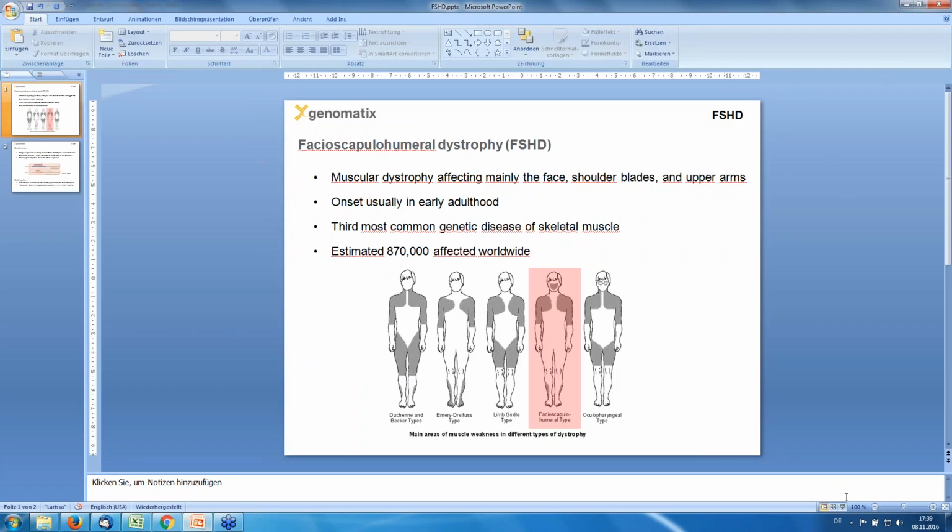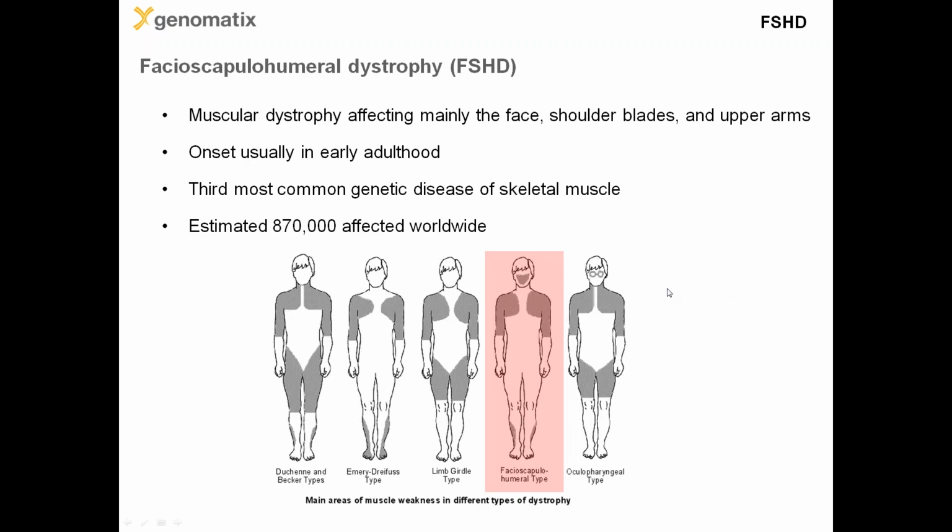that has to do with studies in a model system of a specific type of muscular dystrophy, which is called facioscapulohumeral dystrophy, or in short FSHD. This type of muscular dystrophy is hereditary, and it affects mainly the face and the upper limbs here, so the shoulder blades and the upper arms, and later on also the calves.